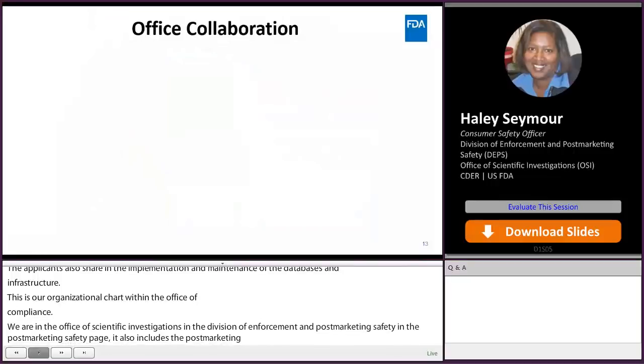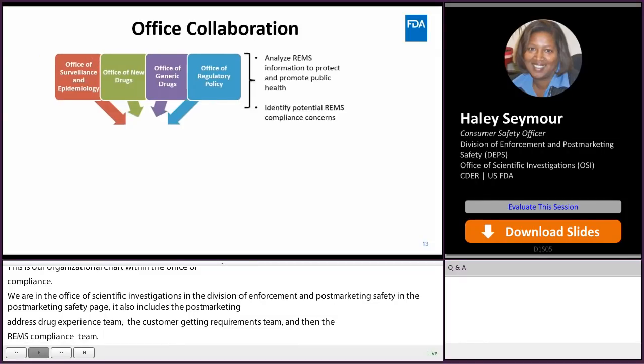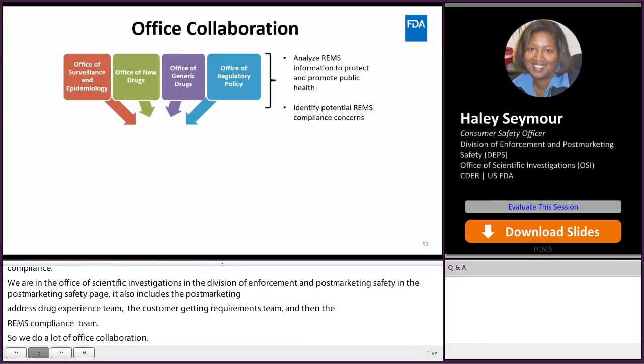So we do a lot of office collaboration. The REMS team collaborates with many different offices, such as the Office of Surveillance and Epidemiology, the Office of New Drug, the Office of Generic Drugs, and the Office of Regulatory Policy, where we all analyze REMS information to protect and promote public health and identify potential REMS compliance concerns.